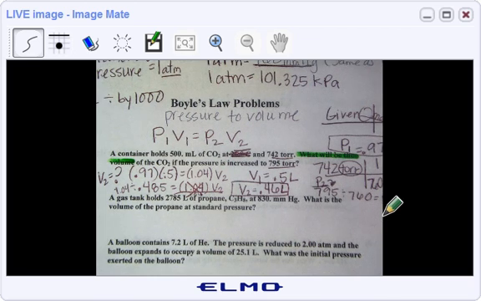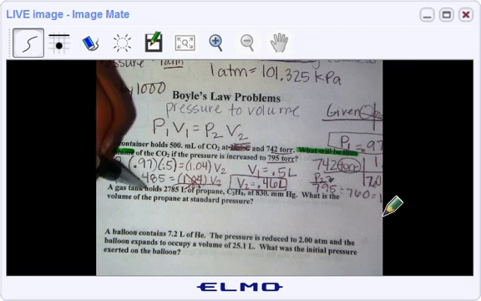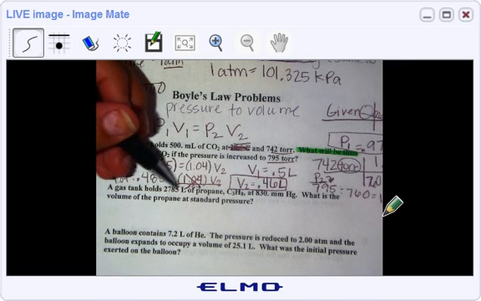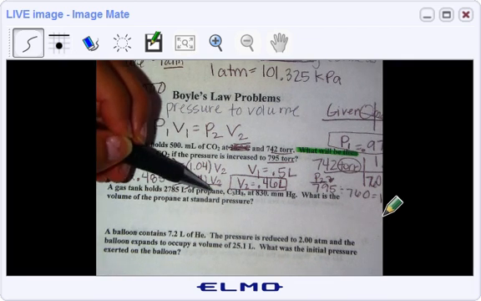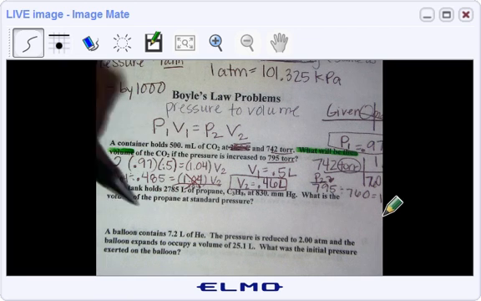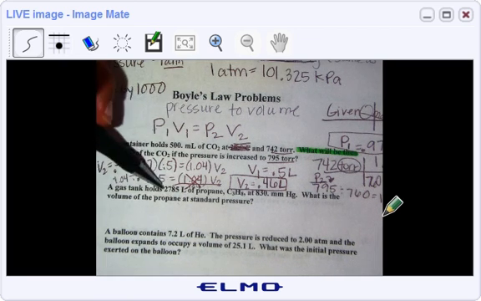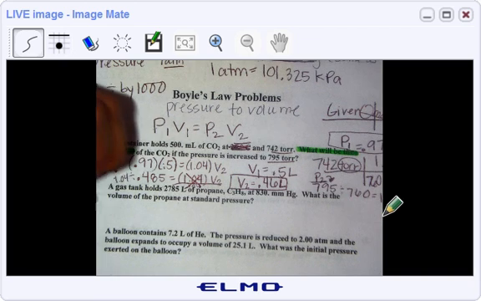Okay, let's move on to number 2. It says a gas tank holds 2,785 liters of propane at that pressure. What's the volume of propane at standard? So this is going to be our V1.